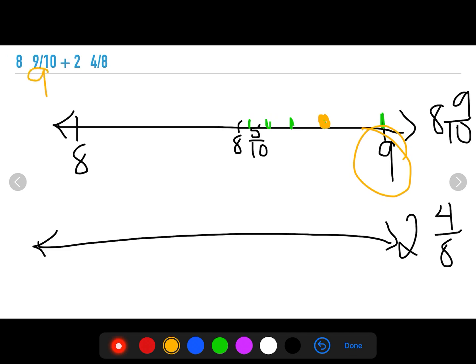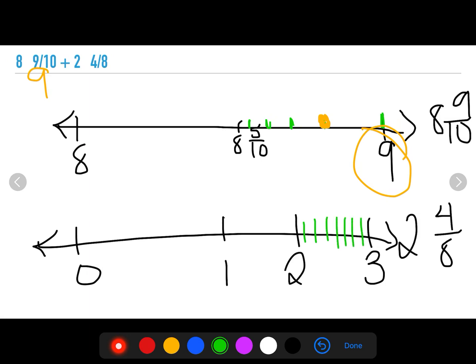Let's do the same thing for 2 and 4/8. So for 2 and 4/8, it makes sense for me to start at 0. And I'm actually going to be going all the way up to 3 because 2 and 4/8 is between 2 and 3. All right, you guys. So I'm decomposing this space right here into eighths. So 1/8, 2/8, 3/8, 4/8, 5/8, 6/8, 7/8, and then that's 8/8. 4/8 is right here, smack dab in the middle.